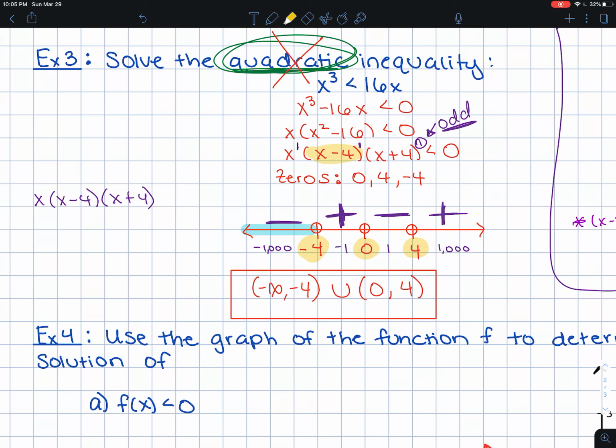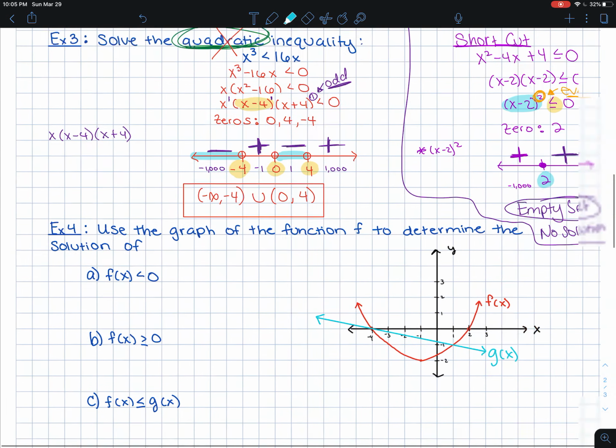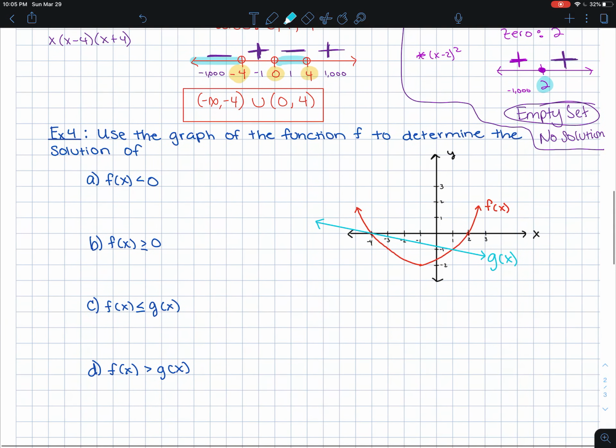And that's a really short way to do this problem, and you get the same answer. So again, remember, if the zeros came from a factor in which the power is odd, the signs change. But if the power is even, the signs stay the same. And if you still have questions on that, I can explain how to do that in our next Zoom class.